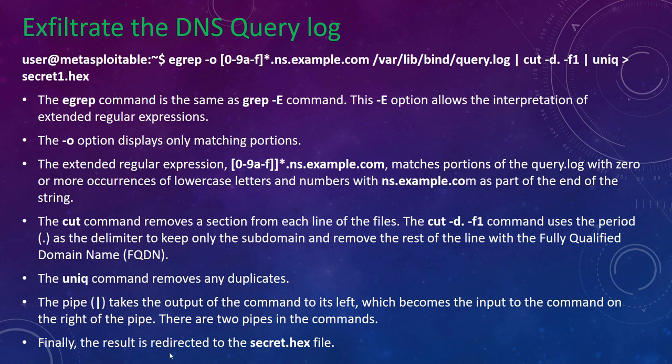Then we have the pipe, which takes the output of the command to its left and makes it the input to the command on the right of the pipe. We have two of them there. So the output is going to be saved as secret1.hex. That's what we're going to save our file as. We'll change this to 1. Right, so let's put that now into the command.